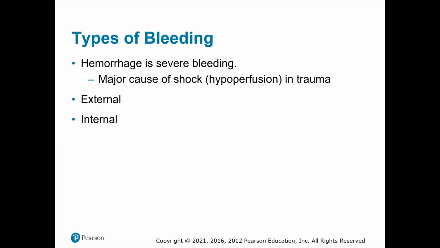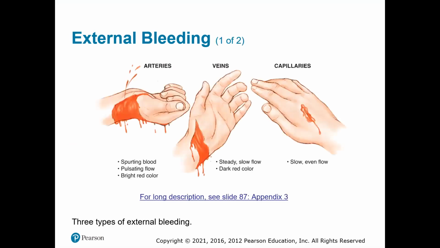Okay, so bleeding, hemorrhage, the term for major bleeding, is one of the major causes of shock in trauma. It can be external or internal. External, of course, being easier to see. Obviously, internal, we're going to have to do some physical assessments and be looking at some vital sign trends, etc., to figure out if we've got an internal bleed.